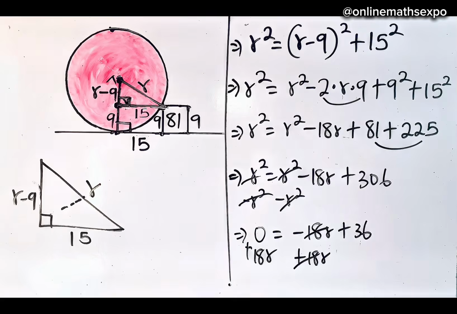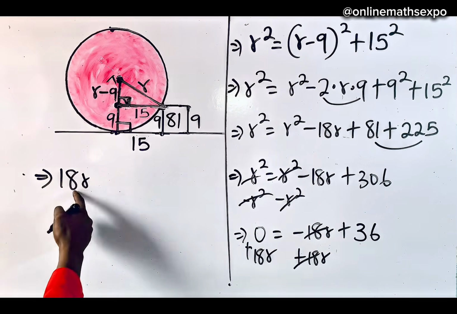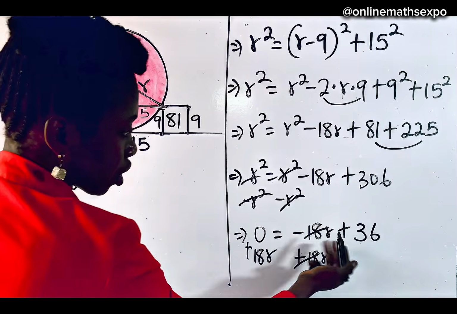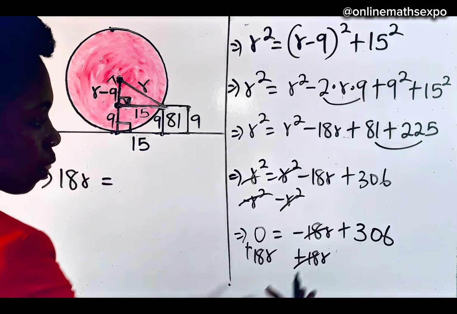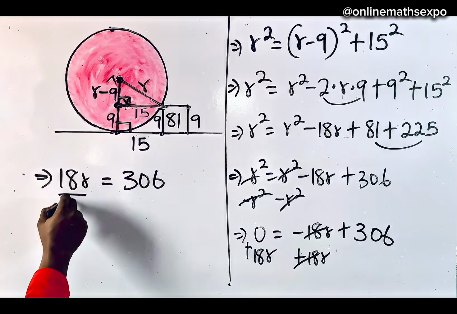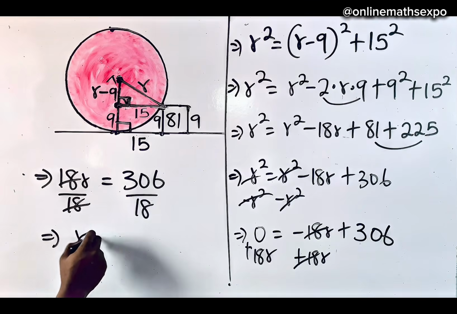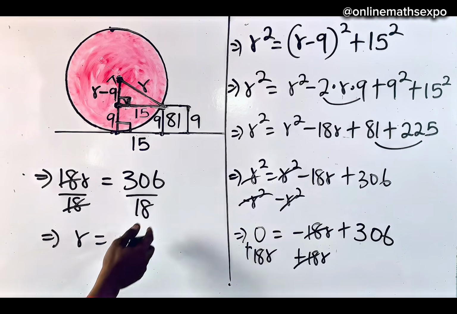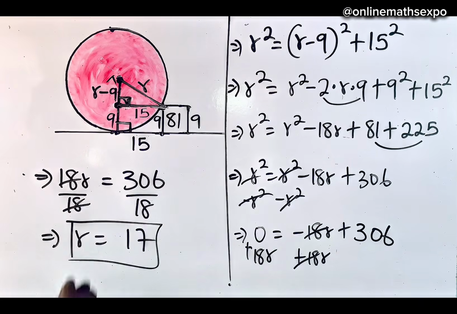We keep solving to have 18r. If you add this, it gives you 18r. This is 306. So let's write it well. And we are left with 306. To get r, divide by the coefficient. And when you do that, your radius will be, divide this, it gives you 17. So the radius of this circle is 17.